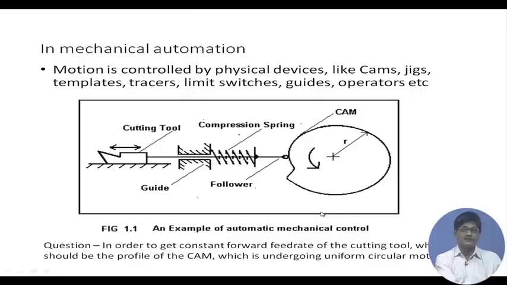So, this is also existing without computers, automation, and there is a question given, that is, what should be the profile of the cam in order that we will have constant forward feed of the cutting tool? What should be the profile of the cam? The answer is Archimedean spiral. You can try this out yourselves.